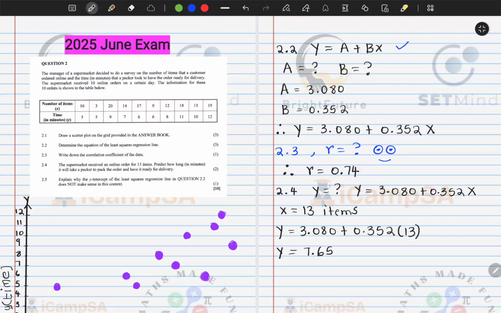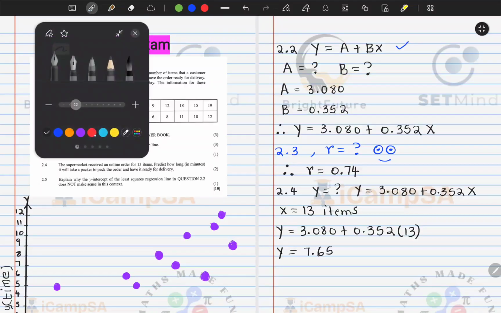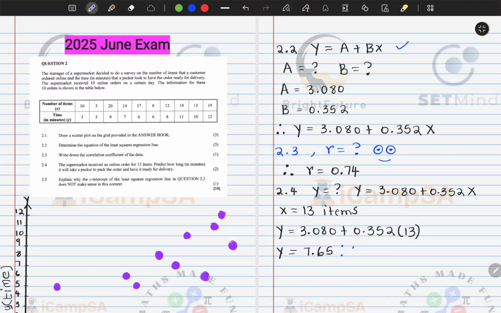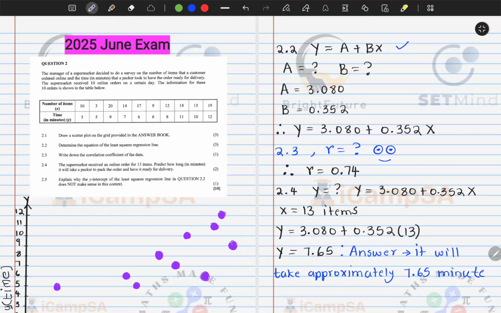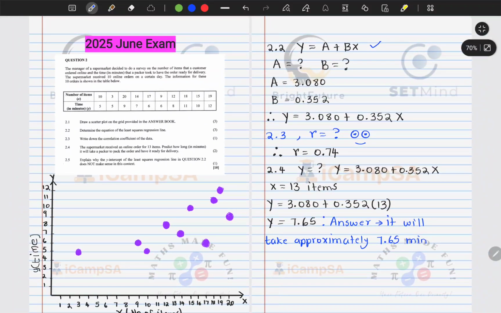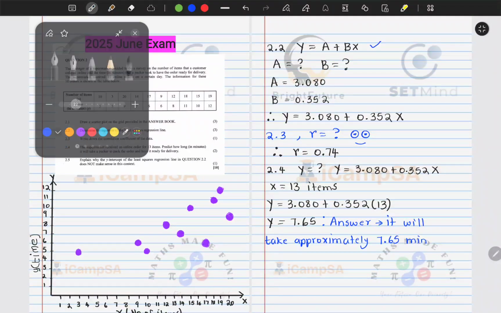So that is what we end up getting, and this here becomes our answer. Our answer is that it will take approximately 7.65 minutes to prepare this order of 13 items. So it will take this amount of time. Right, done with this. Now we need to look at the next question.